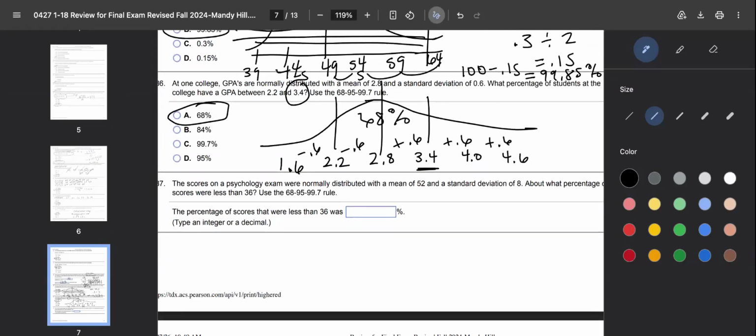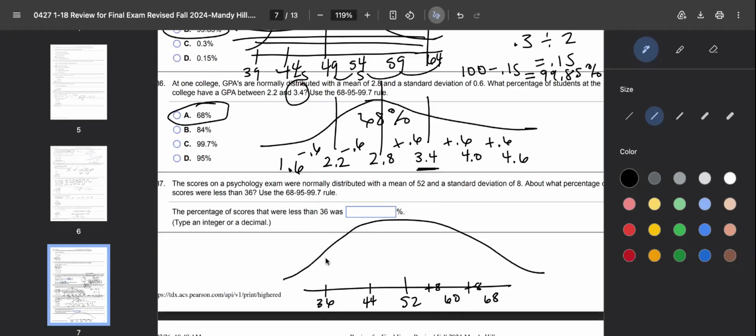Okay, the scores on a psychology exam were normally distributed. So here we go. We've got our mean at 52 and a standard deviation of 8. So if we add 8, we're at 60. If we add 8 again, this is 2 standard deviations away, which would be 95%. Okay, and if we subtract 8 going in the opposite direction, we're going to be at 44. And we subtract 8 again, we're going to be at 36. And so it says the percentage of scores that were less than 36.